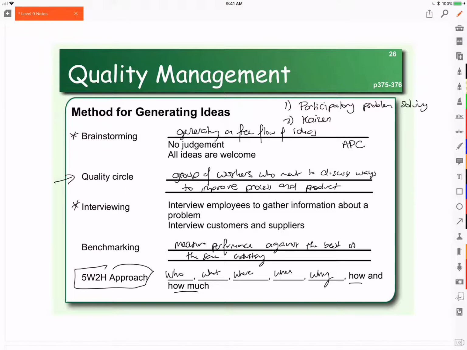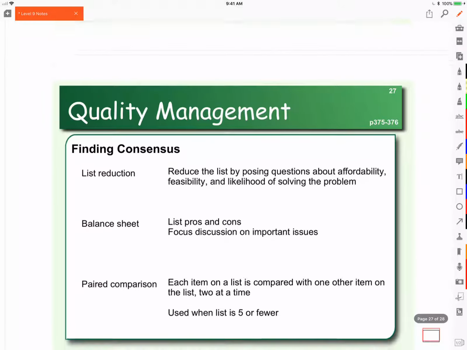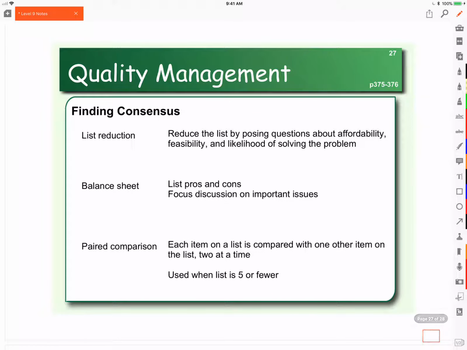All right, so you have your quality circle, they've brainstormed, they've interviewed and collected additional data, you've compared to the benchmark, we're digging deeper with our 5W2H questions, and then we need to come up with a consensus. We need to take that quality circle and take all those different ideas and come up with that plan that we're going to implement as part of our Deming cycle, our plan, do, study, act. So there are some ways to help your team find a consensus.